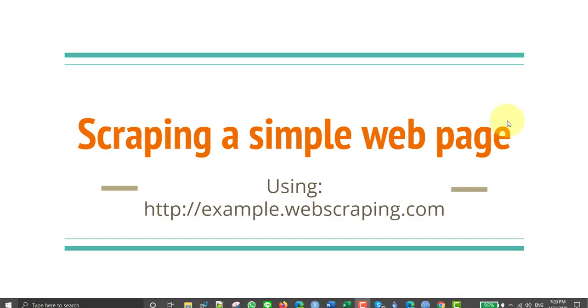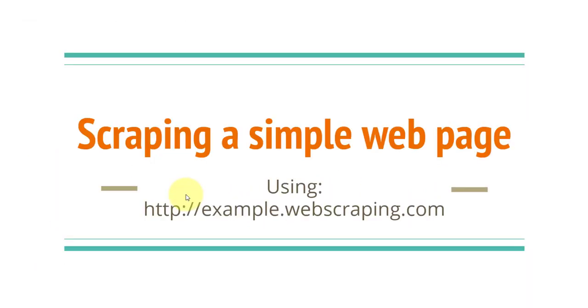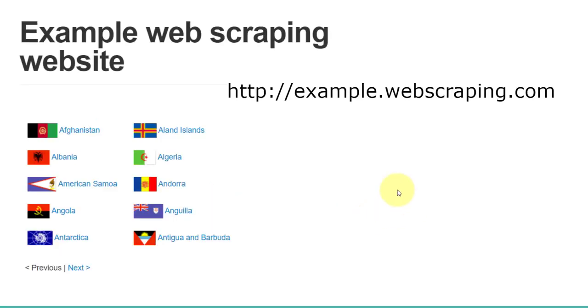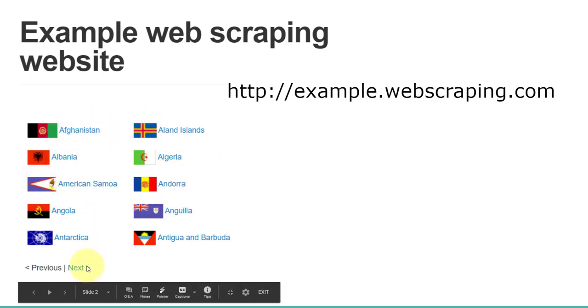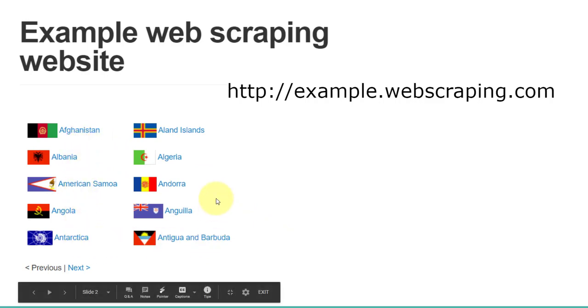Okay, now we are ready to start to do some scraping. We're going to use this page here, examplewebscraping.com, which looks like this. This is the first page, and you could click Next and go to the next list of countries. So what we want to do first is just collect the links on this page.